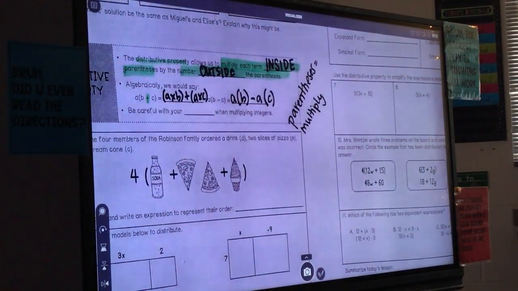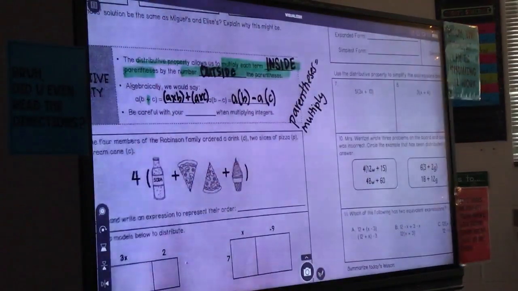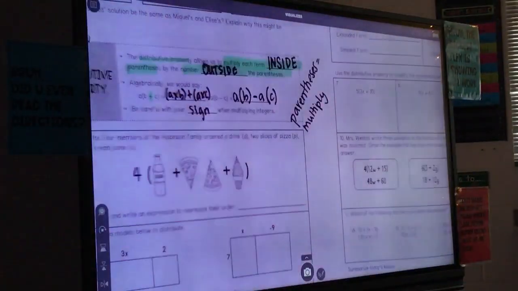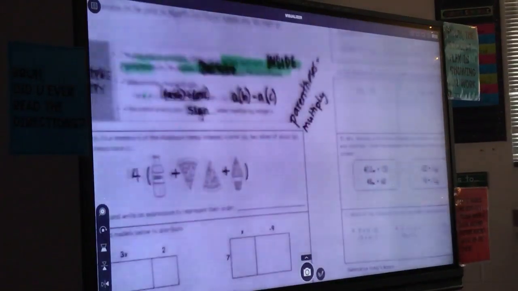How many of you guys have done this on Delta Math this week? Would they go up to 3 or 4? I think it was 4. So you had 4 terms on the inside of your parentheses, and you had to multiply that outside number times each one of those. Doesn't matter if there's 18 numbers inside. You're multiplying it by 18. Okay? All right, let's do some practice. Oh, sorry. Be careful with the sign when multiplying integers. Integers are just numbers, by the way.